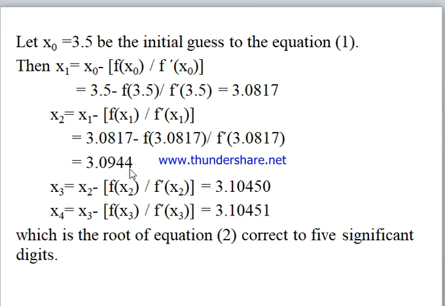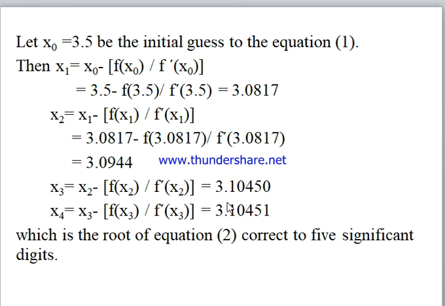This is the x2 value. But the value varies from 0.38 and 3.09, so we can go to the next approximation. x3 is equal to x2 minus f of x2 by f dash of x2, and we get the value 3.10450. Going to x4, x4 is equal to x3 minus f of x3 by f dash of x3.